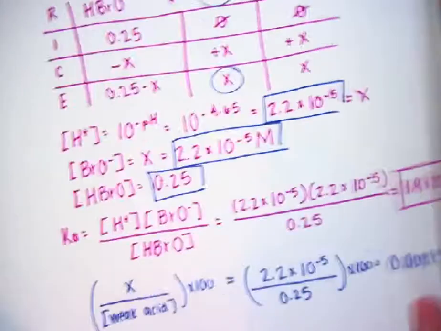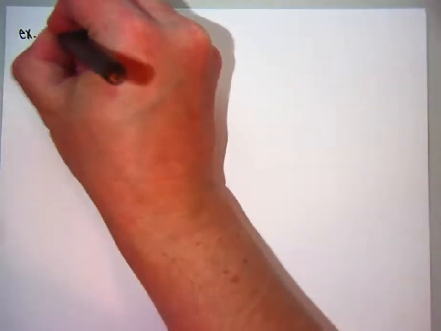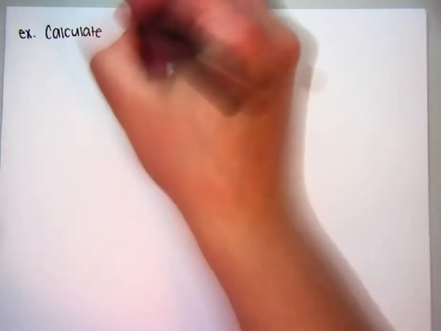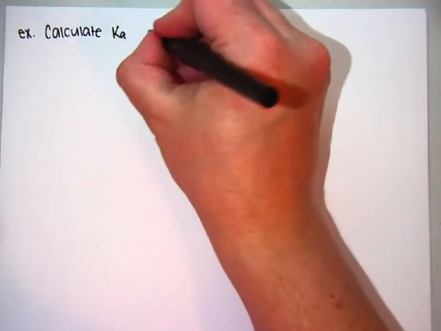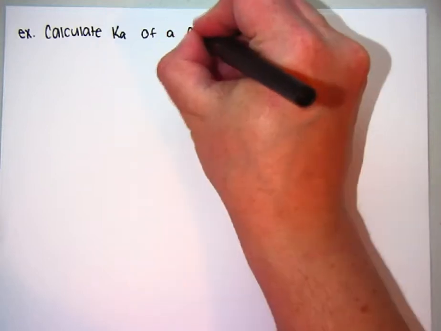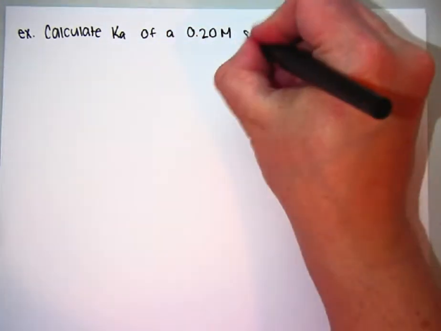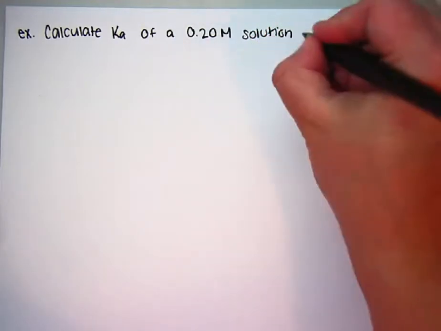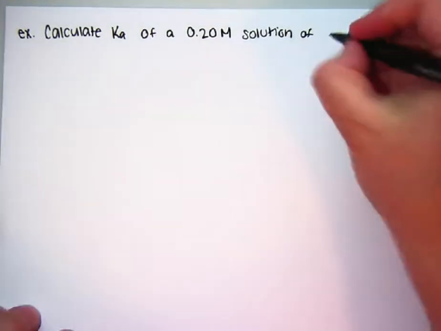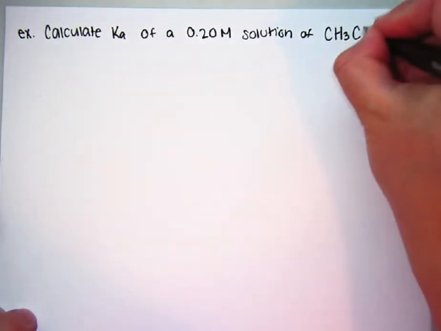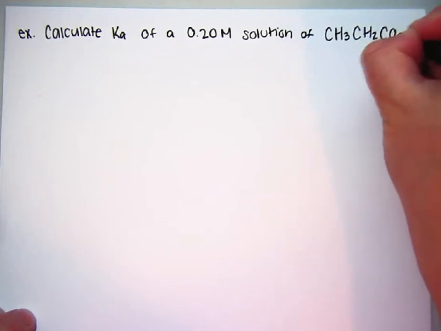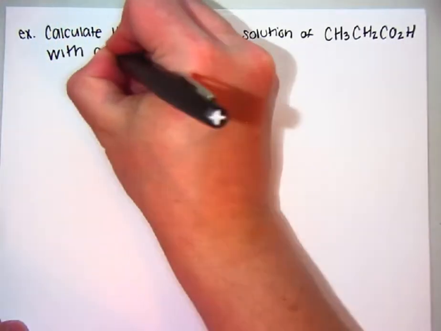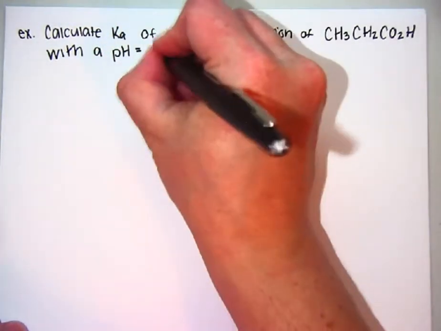Let's try another one. Calculate Ka of a 0.20 molar solution of propionic acid, CH3CH2CO2H, with a pH of 4.88.